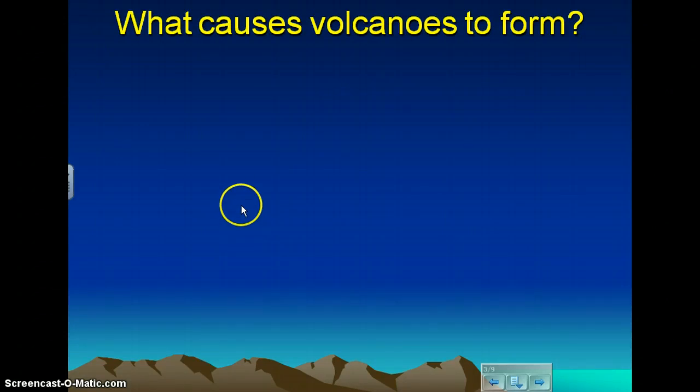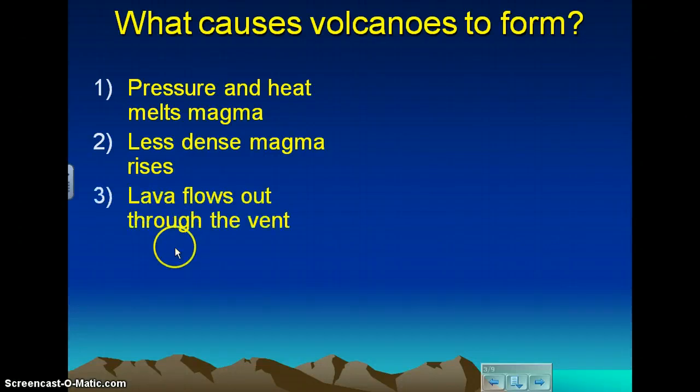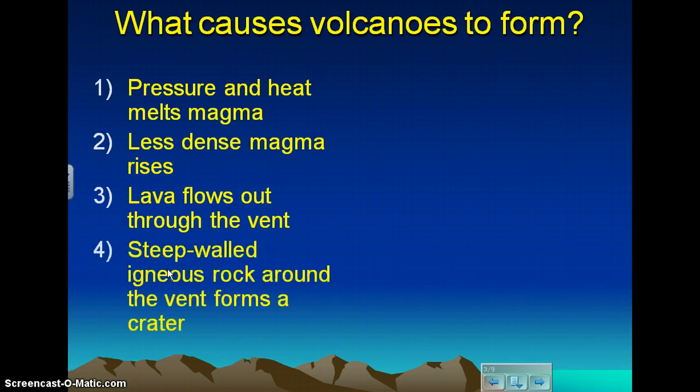So what causes volcanoes to form? Let me talk to you a little bit about that. One thing that causes it is pressure and heat. Pressure and heat will melt the rock, and that rock will actually be less dense after it's melted and start to rise. That warm rock will rise up towards the surface. And then once it reaches the surface and flows out through an opening like a vent, it will be called lava.